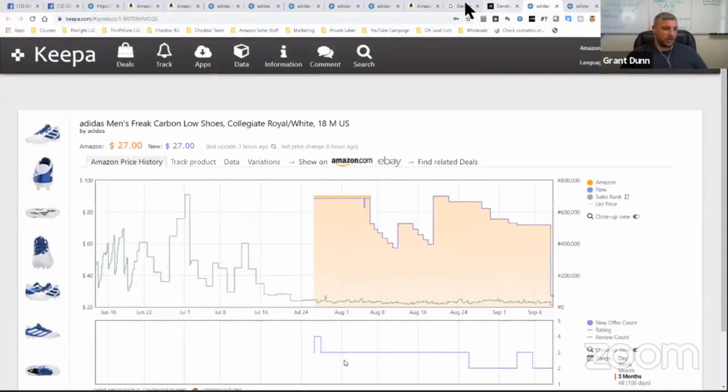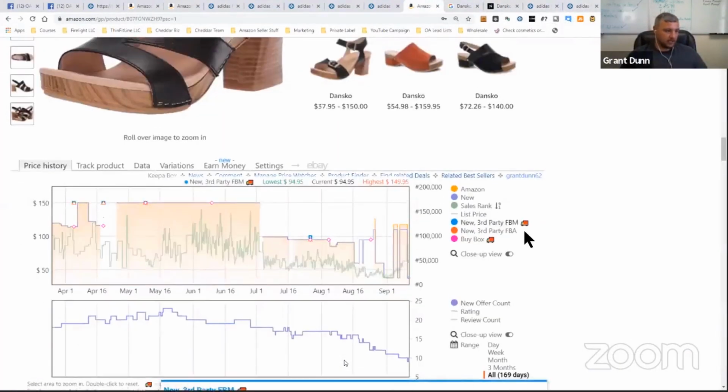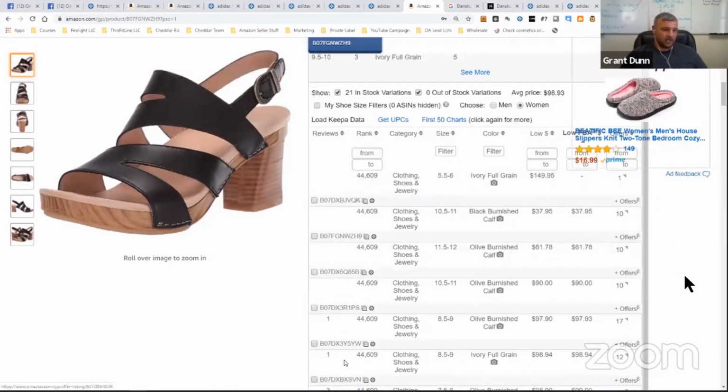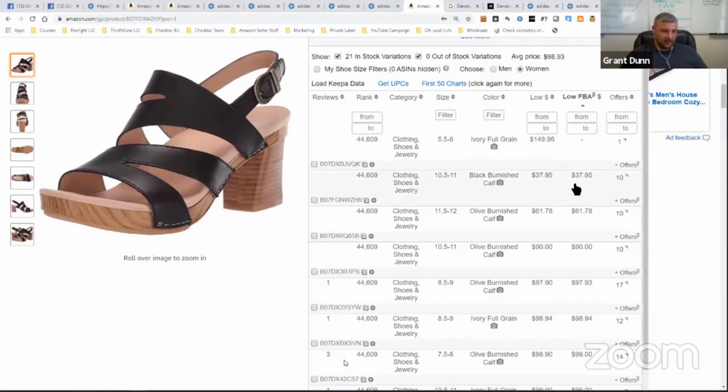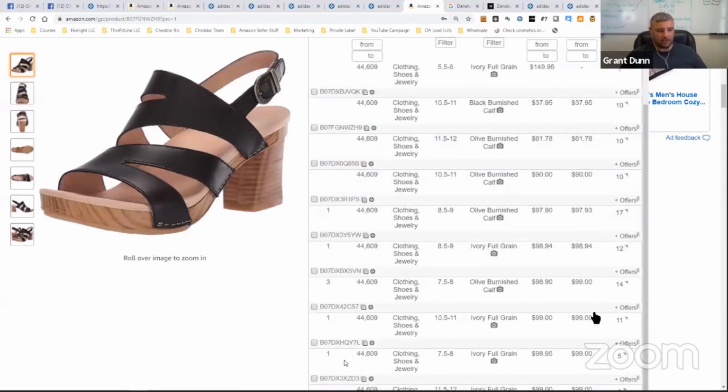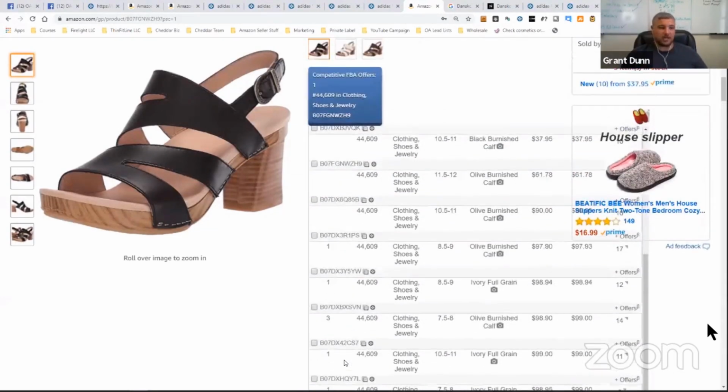Another way I can do that comp, if I go back to the Amazon site, you can see I have RevSeller opened up and I've categorized it by low FBA. You can see that this size 10.5 and 11 is the only variation I can buy for $37.95. The next cheapest variation is $61.78, and then they're all 90 plus. So this is telling me this is a $90 shoe.